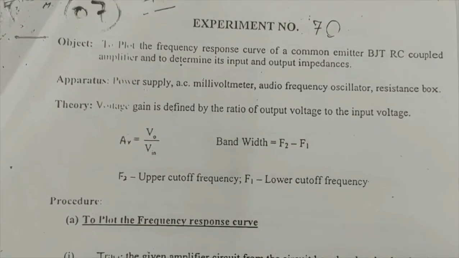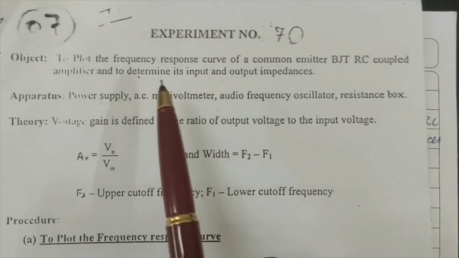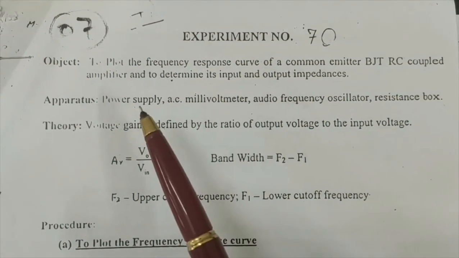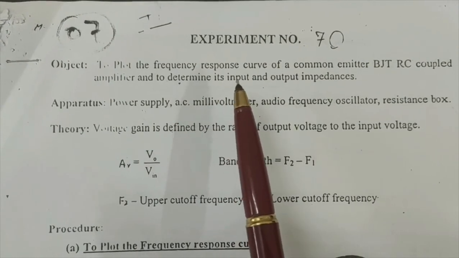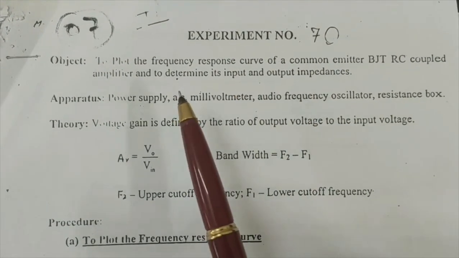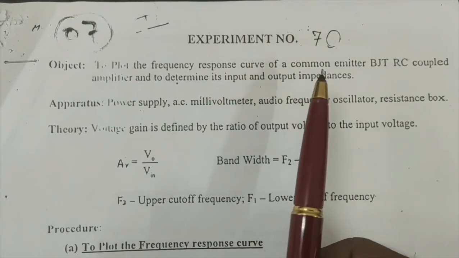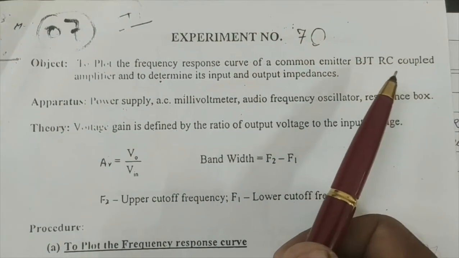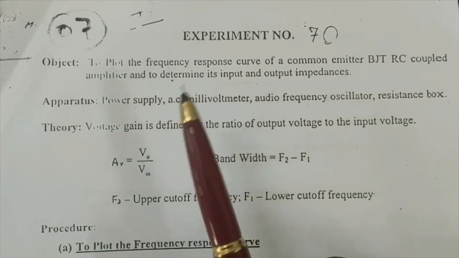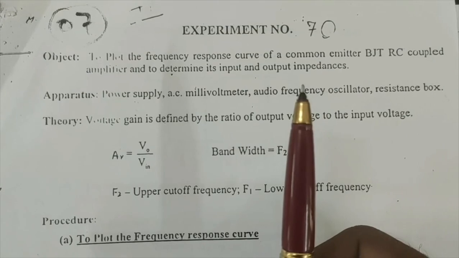The experiment which we are going to perform today is to plot the frequency response curve of a common emitter BJT RC coupled amplifier and to determine its input and output impedance. So basically we have to plot the frequency response curve. That means we have to see how a common emitter BJT RC coupled amplifier is responding with respect to the frequency, and to determine its input and output impedances.